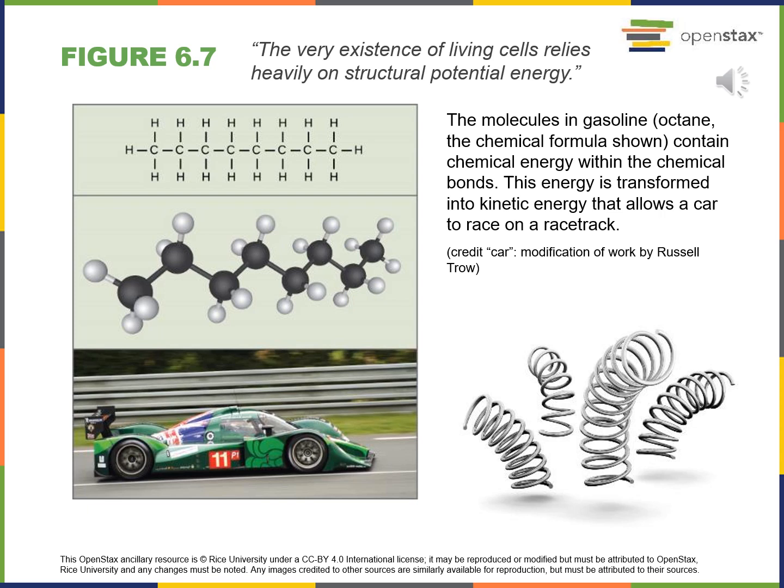Scientists call the potential energy type that exists within chemical bonds that releases when those bonds break chemical energy, see Figure 6.7. Chemical energy is responsible for providing living cells with energy from food. Breaking the molecular bonds within fuel molecules brings about the energy's release. Figure 6.7. The molecules in gasoline contain chemical energy within the chemical bonds. This energy transforms into kinetic energy that allows a car to race on a racetrack.